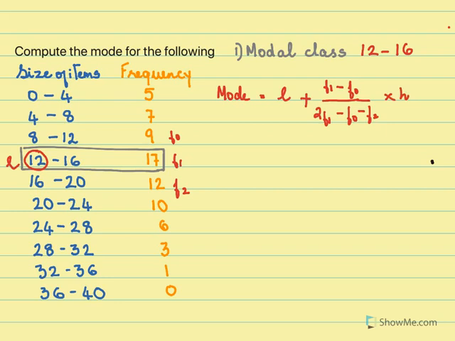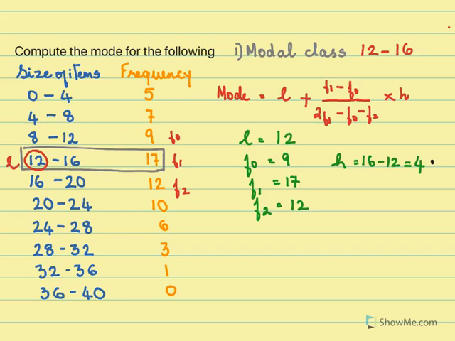So let's put the values. So we had L, the lower limit of the modal class, that is 12. F0 is 9, F1 is 17, F2 is 12, and H is the class size, 16 minus 12, which is 4.